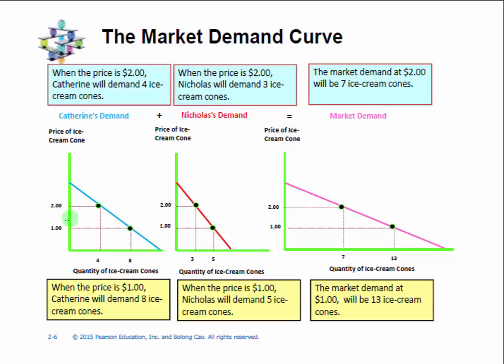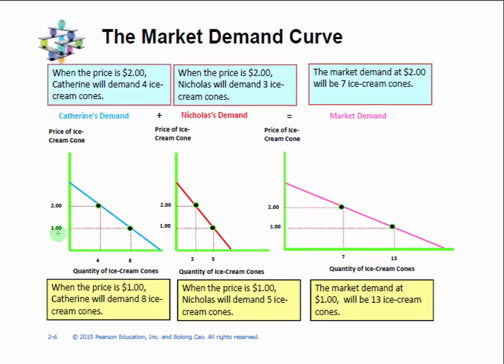Okay, and there's another concept of the so-called market demand curve. The market demand curve is basically the summation of all individual demand in the market. We can consider the demand for each individual. Here we have Catherine and Nicholas. This is their demand for ice cream cones. And at $2, Catherine demands 4 cones, and at a $2 price, Nicholas wants 3. Together, at a $2 per cone price, their total demand is 7.